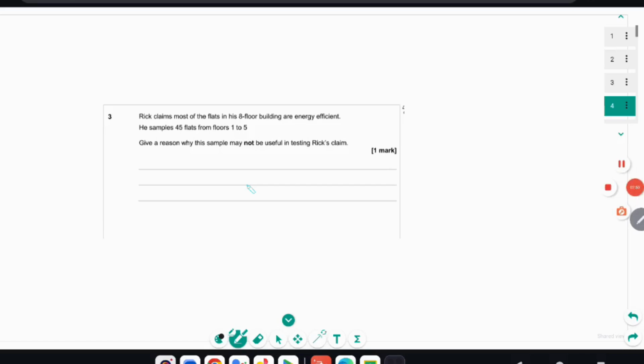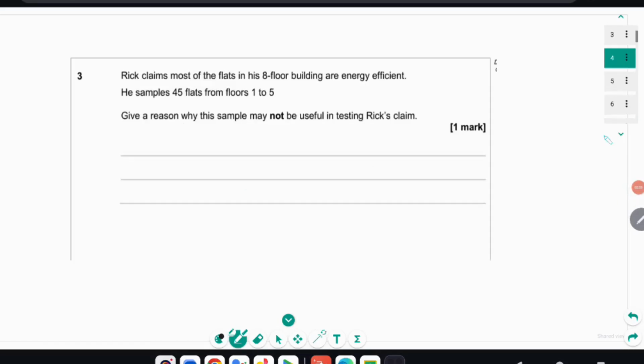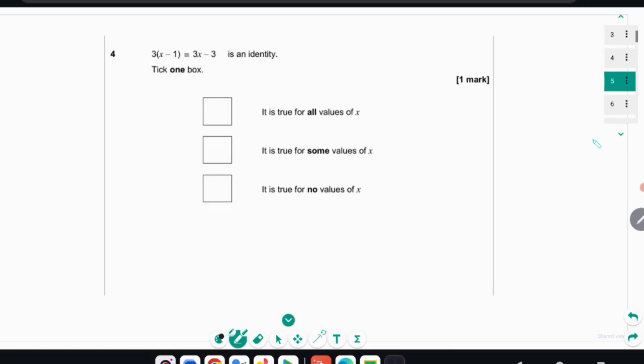Okay, question 3. Rick claims most of the flats in his 8 floor building are energy efficient. He samples 45 flats from floors 1 to 5. Give a reason why the sample may not be useful. It's not representative. And the reason being is that he hasn't sampled any flats above floor 5.